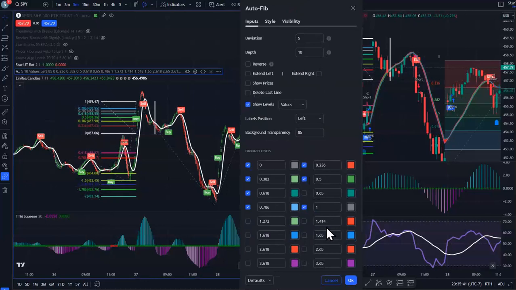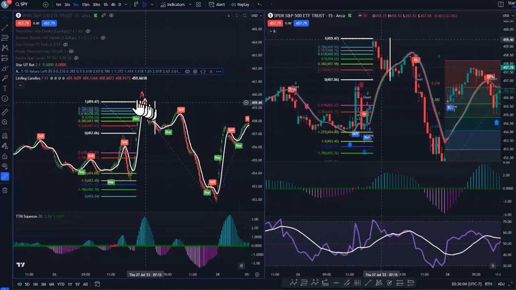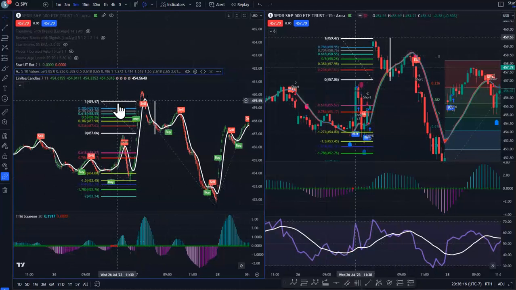I also like to add in the 0.707, just because I find that is also a key tipping point, and it's right in between the 0.618 and the 0.786. So here, on my regular one, I have the 0.707, and with the 5 deviation. The rest of these are just kind of hidden for now. So just using these 3 indicators plus the TTM Squeeze, we'll show you how this all lines up here.